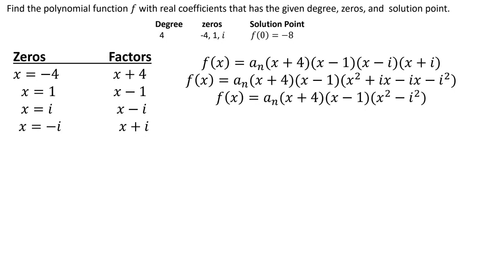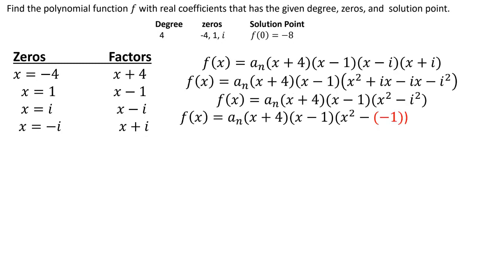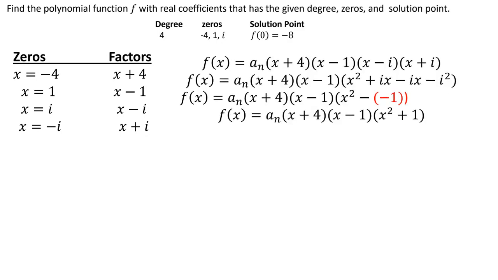Okay. Let's simplify this, combine our like terms. So ix minus ix cancels, leaving me with x squared minus i squared. We know that i squared is -1. So we have x squared plus 1.